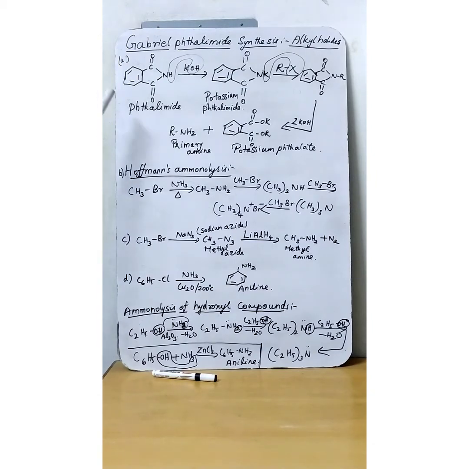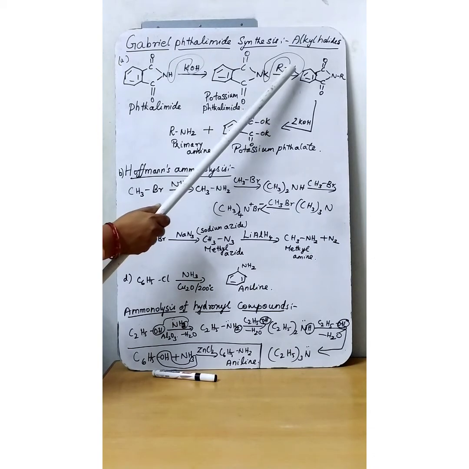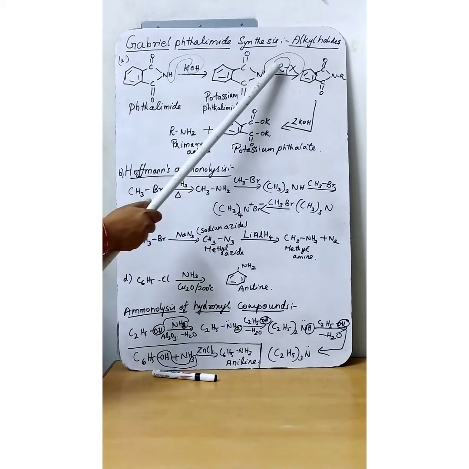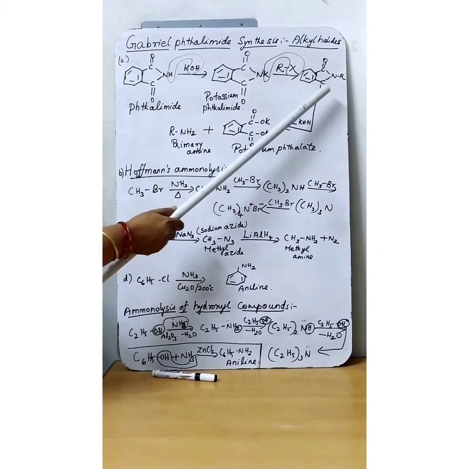Understood? Okay. Once again I will repeat this one. Phthalimide combined with 1 molecule of potassium hydroxide. By the removal of a water molecule, potassium will go and attach to this nitrogen and it will give potassium phthalimide as the product. This potassium phthalimide reacts with alkyl halide. This potassium and halide will be removed as a potassium halide, KX, and this R will come and attach to this nitrogen and it will give what?